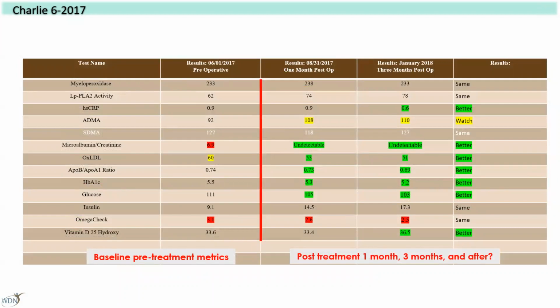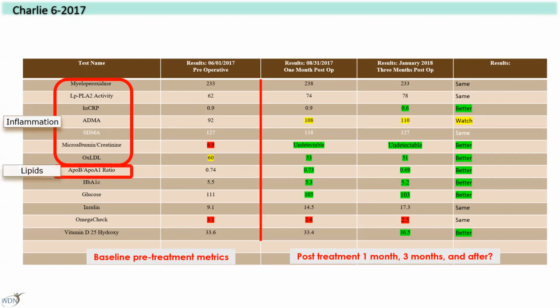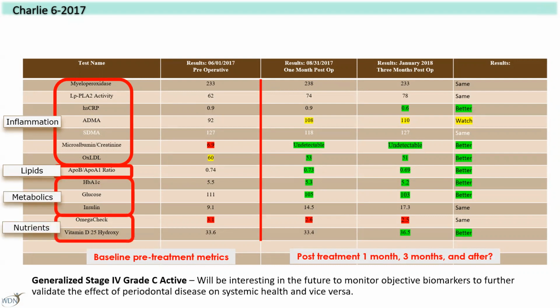So on our test, we have some biomarkers that look at inflammation. We have other biomarkers that look at lipids. We have other biomarkers that look at metabolics. And we have a couple biomarkers that help us with nutrients. And when we have an infection, generalized stage 4, grade C, active infections, when we have other descriptors that describe diseases, and we look at pre-treatment metrics, and we look at 1 month post-op and 3 months post-op and some other time post-operatively, we need to collect, and I need you to help me as Wellness Dentistry Network member offices.